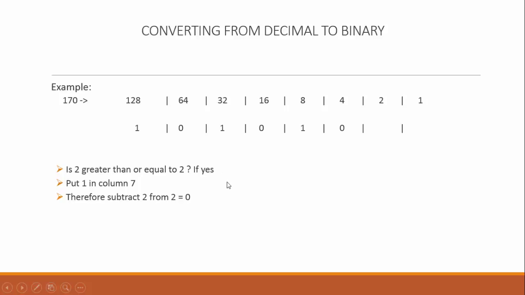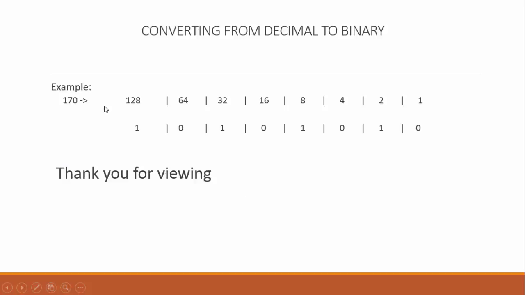Then we subtract 2 from 2. Putting 1 in column 7, subtracting 2 from 2 gives us 0. We now check: is 0 greater than or equal to 1? We know that 0 is not greater than, neither is it equal to 1. Therefore we put 0 in column 8. So at the end of the day, converting 170 to binary gives us 10101010. That's the binary form of it.